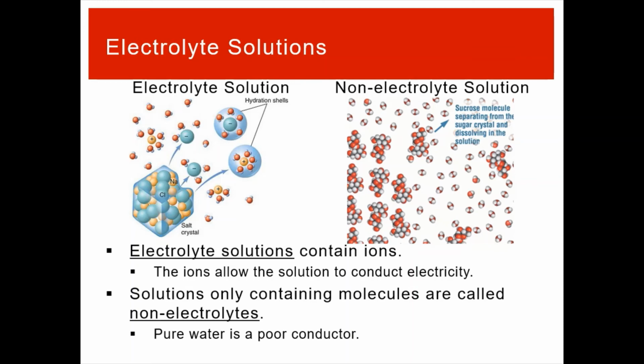Okay? In an electrolyte solution, there are ions present. We'll see there are some other exotic ways that you can produce ions in water, potentially from a reaction. But for now, we're going to say if an ionic compound dissolves, that's an electrolyte solution. Covalent compound dissolves, that's a non-electrolyte solution.